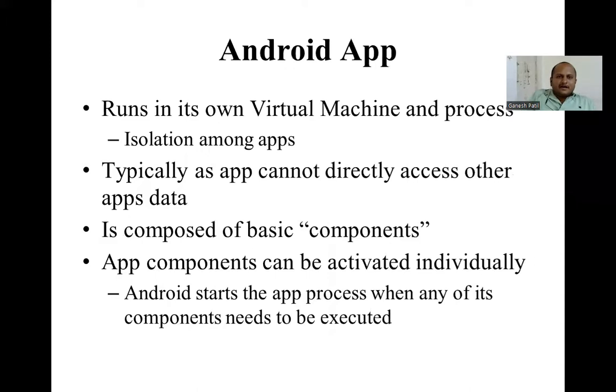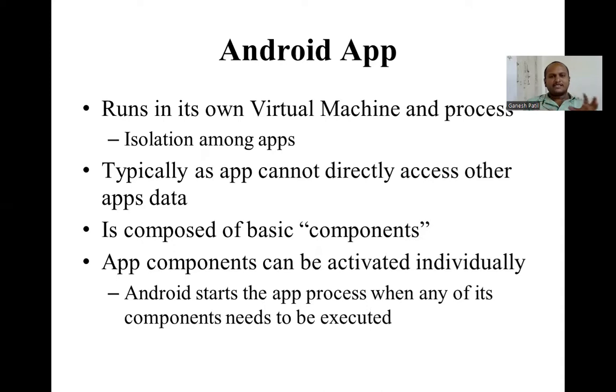Android apps run in their own virtual machine, with process isolation among apps. Typically, an app cannot directly access other apps' data. See, for example, there are two groups, A and B. Group A develops application A, and group B develops application B. Both applications are separated. These are isolated applications.